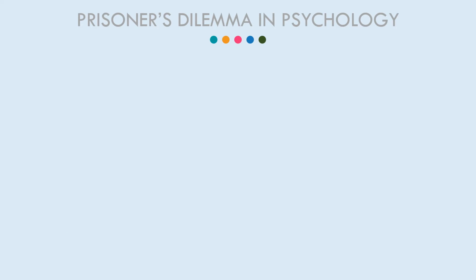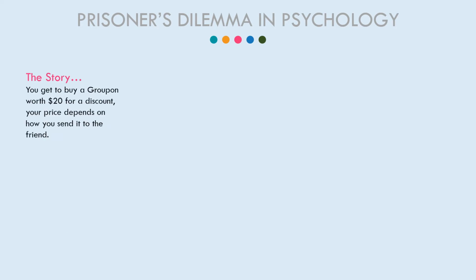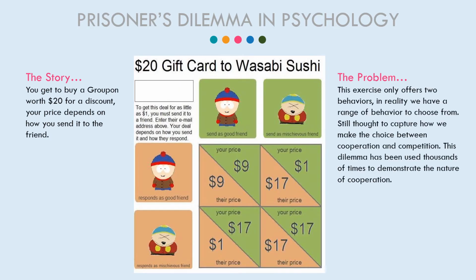In psychology, the prisoner's dilemma has been used in a variety of ways. Here's an example. The story is you get to buy a Groupon worth $20 for a discounted price, but your price depends on how you send it to a friend. You can send it as a good friend or a mischievous friend. If you send it as a good friend and your friend responds as a good friend, you both buy it for $9. If you send it as a good friend and your friend responds mischievously, then you end up paying $17 and they pay $1.